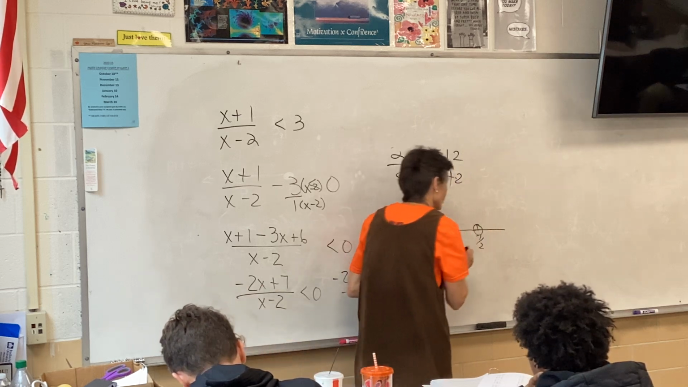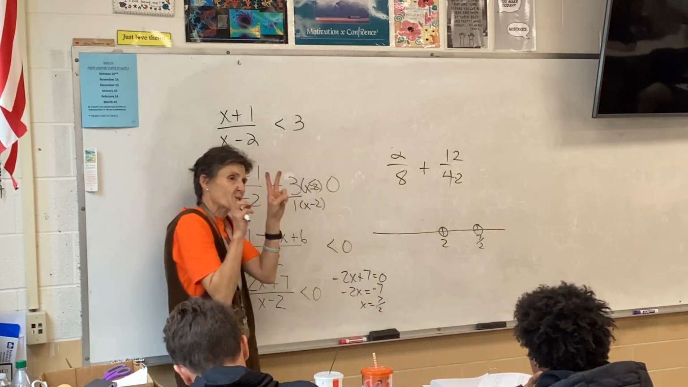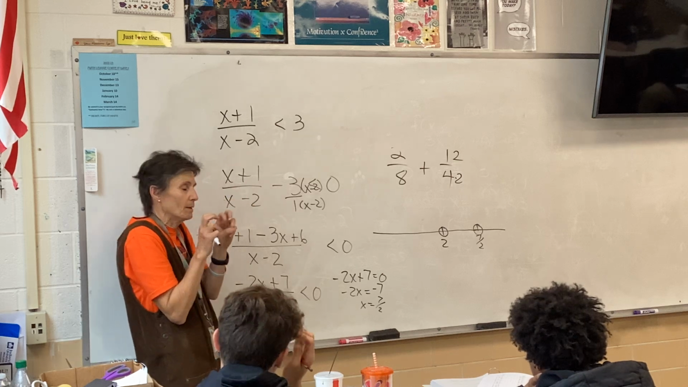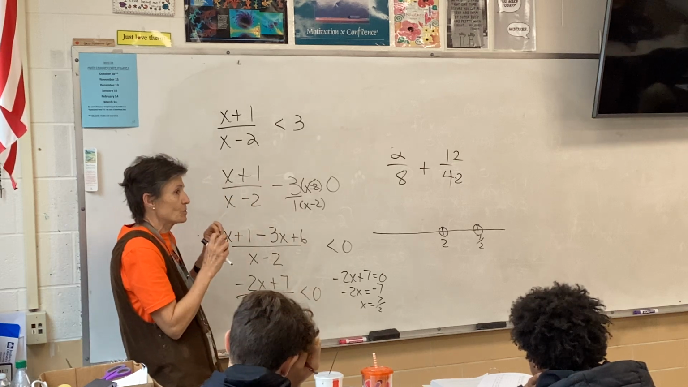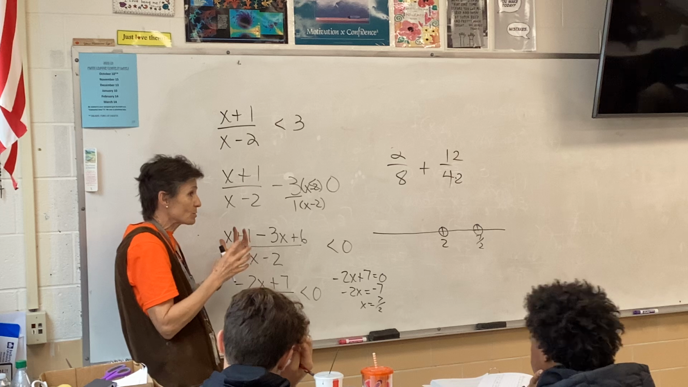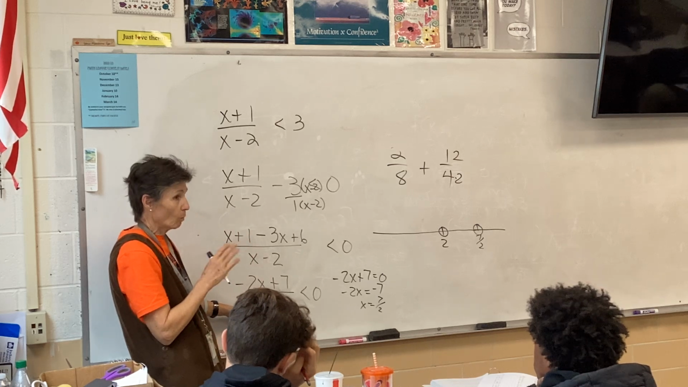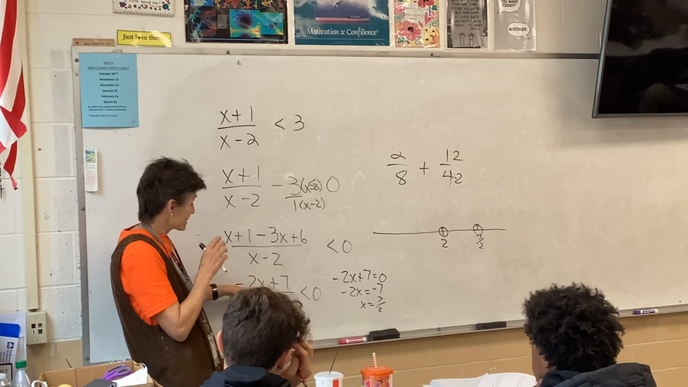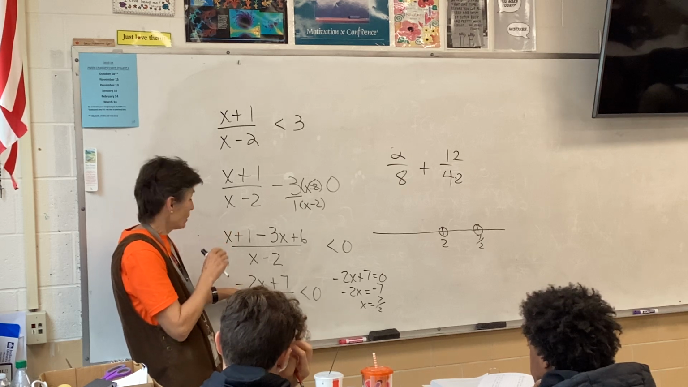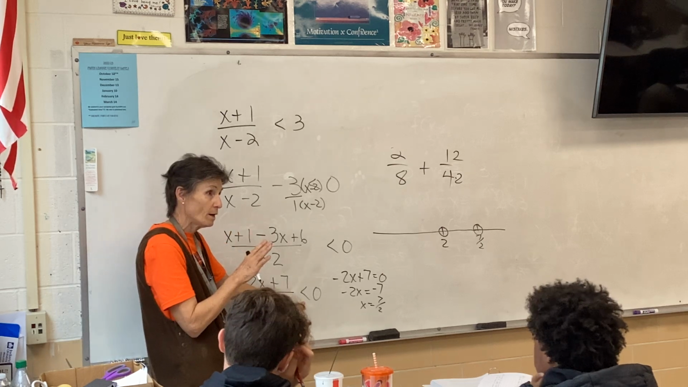So in other words, I'm looking for the key numbers in the problem. The key numbers are things that make zeros. So 2 makes a 0, which I don't want. And then 7 halves makes a 0, which as it turns out I also don't want.